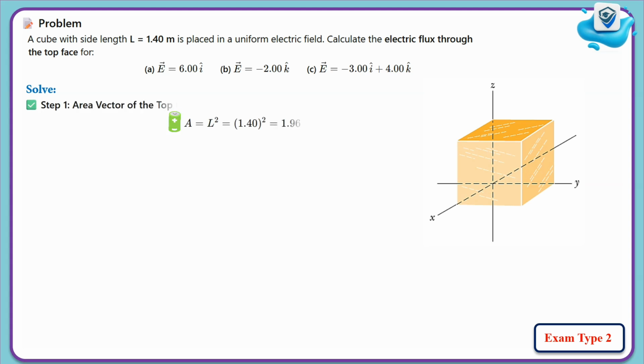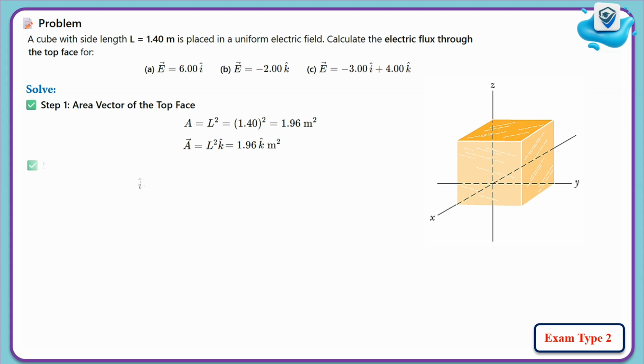Step 1. First, identify the area vector of the top face. The side length of the cube is 1.4 meters, so the area of the top surface is L squared, which gives us 1.96 square meters. Since the top face is perpendicular to the positive z-axis, the area vector points upward along the positive k direction. So the area vector is 1.96 k square meters.